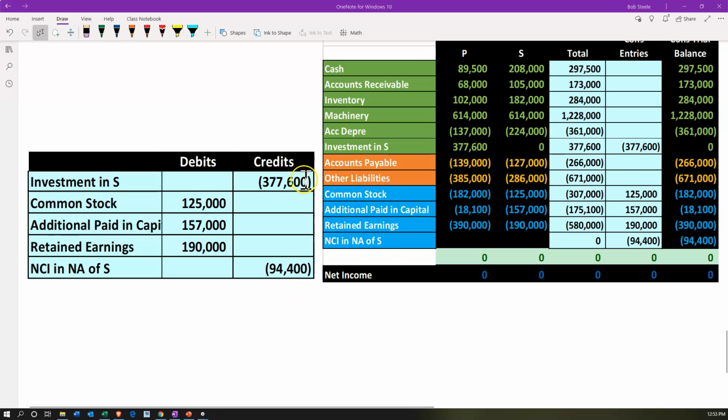Posting this out then, we have the investment posted out, going back to zero as we would expect, and then the non-controlling interest here being recorded. We only have the balance sheet information, so we don't have to worry about the income statement transactions as we concentrate in on that change.